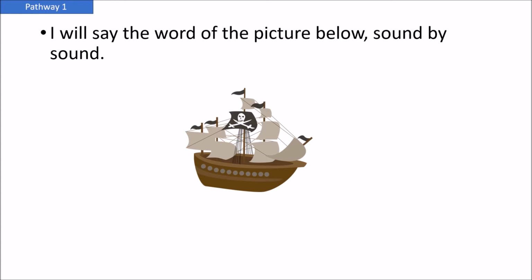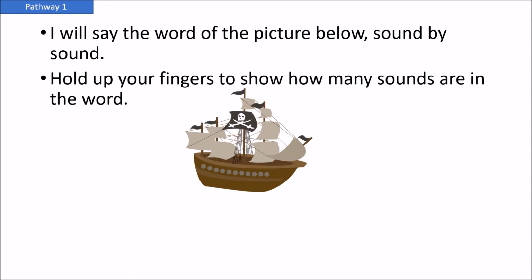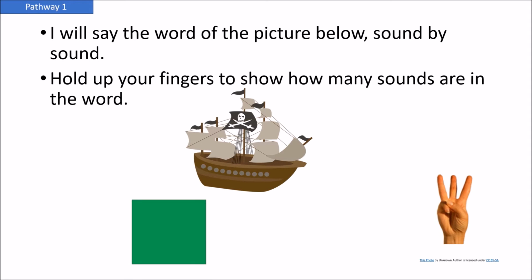I will say the word of the picture below, sound by sound. Hold up your fingers to show how many sounds are in the word. Sh, i, p. If you held up 3 fingers, you are correct. The sounds in the word are sh, i, p.